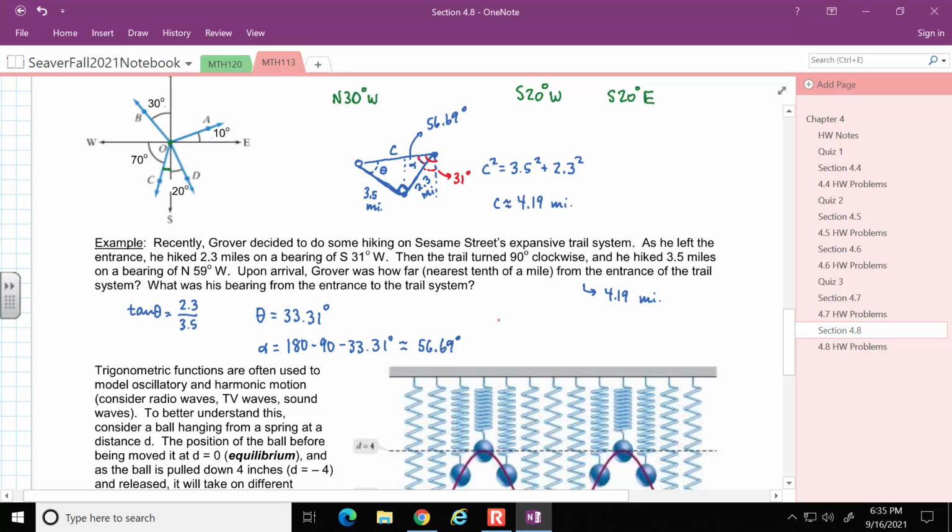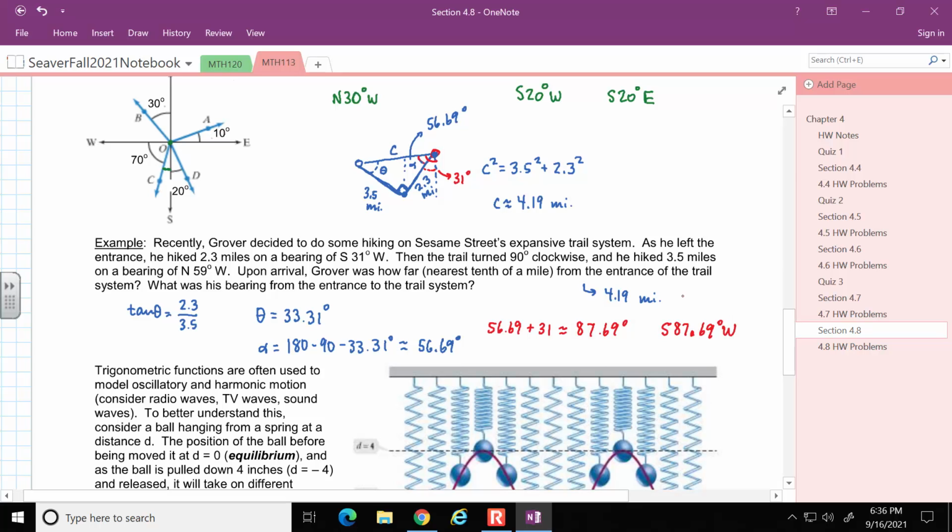So the measure of that angle would be 56.69 plus that 31 degrees. So that would be 87.69 degrees. So if I said, what's his bearing from the original trail entrance here? South. Yeah, it's south 87.69 degrees west. Very good.